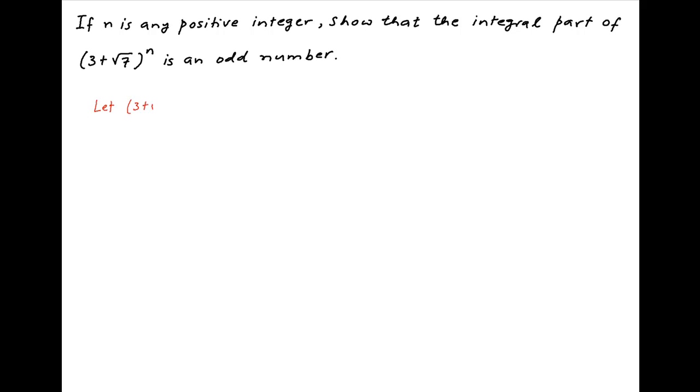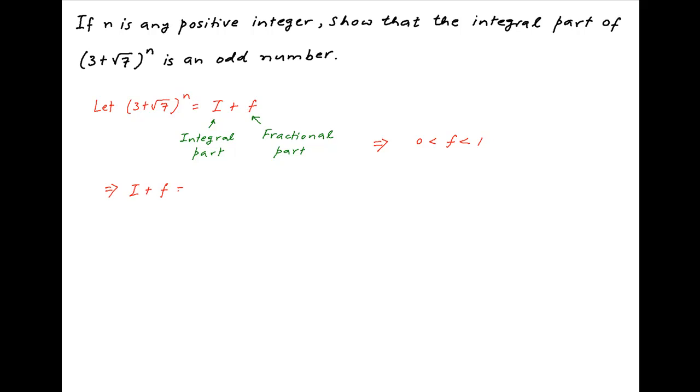Let's denote the given number (3 + √7)^n as the sum of two numbers, I and f, where I is the integral part of the number and f is the fractional part. Now since f is a fraction, it will lie between 0 and 1.